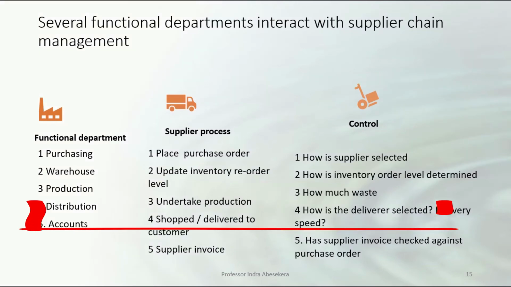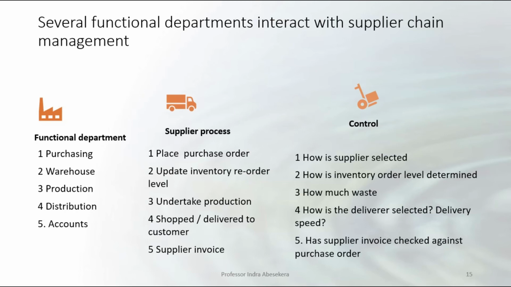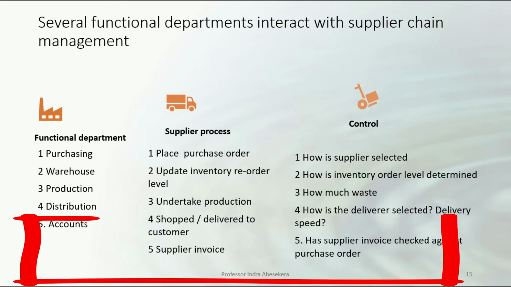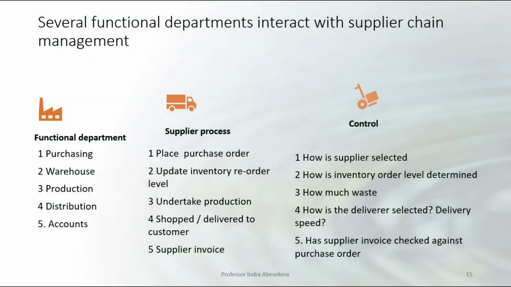Fourth is the distribution. The process here is delivery to customer. The control that's been applied is, for example, how is the deliverer selected and what is the delivery speed. And fifth is the accounts department. It receives the supplier invoice and then pays the supplier. And the control that's been applied here is, has the supplier invoice been checked against the purchase order.